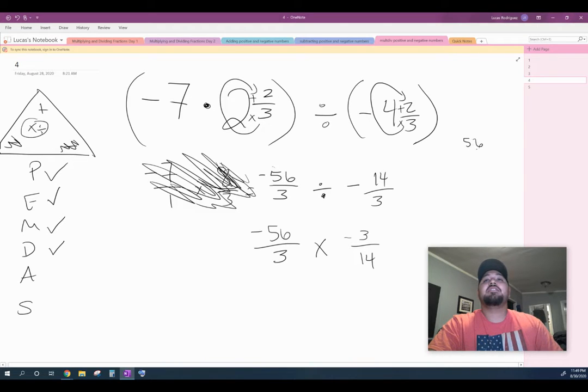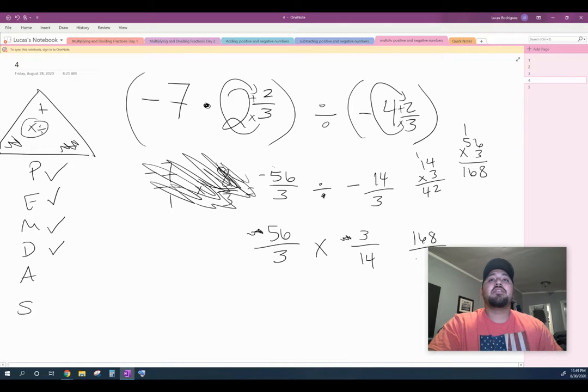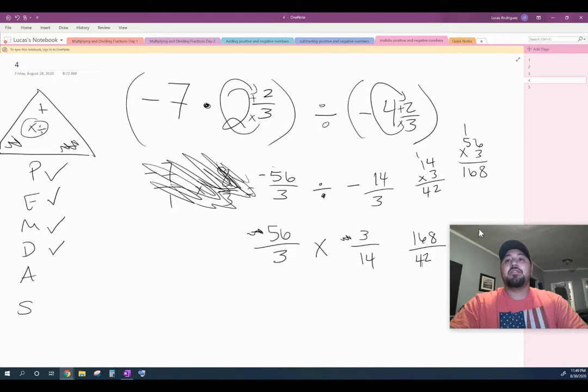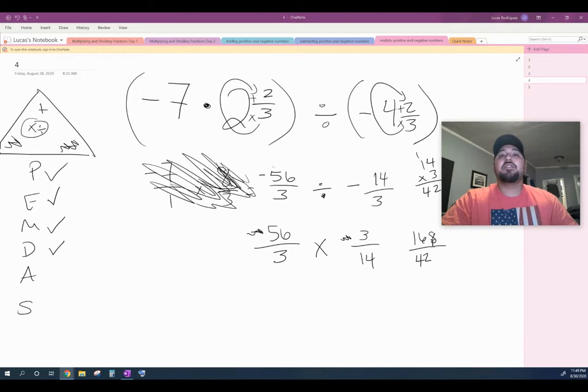So I have 56. I really don't need these anymore because I know my answer is going to be positive. 56 times 3 is 6, 12, 18. 5 times 3 is 15 plus 1 is 16. So that's 168. And then 14 times 3 is going to be 4, 8, 12. And this is going to be 42. I'm going to move myself over here. I'm in the way. So 42.